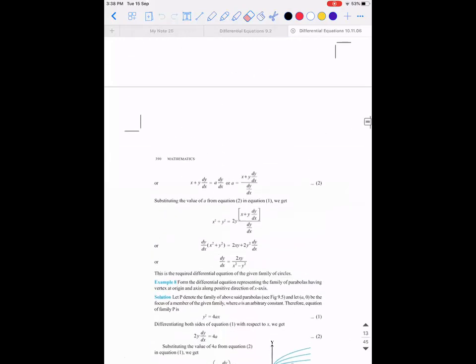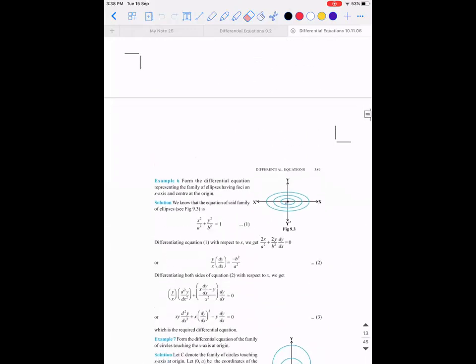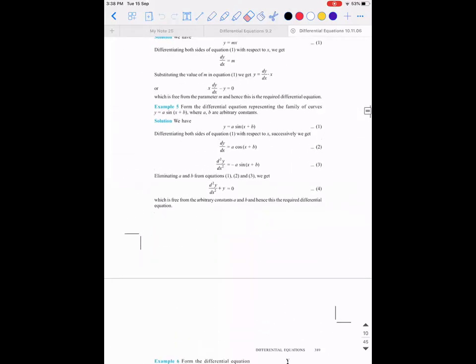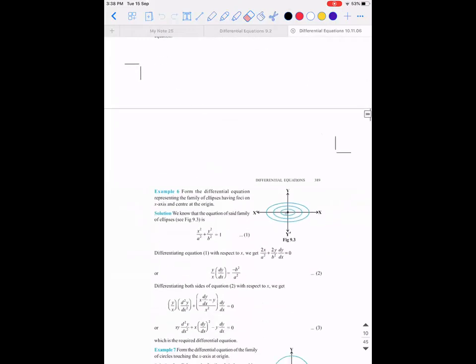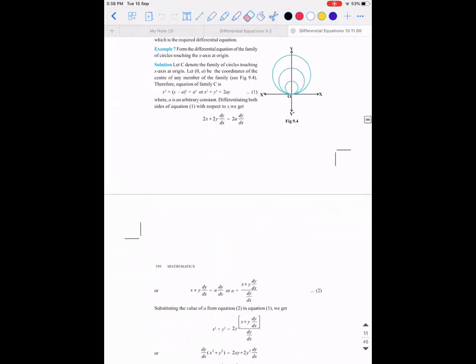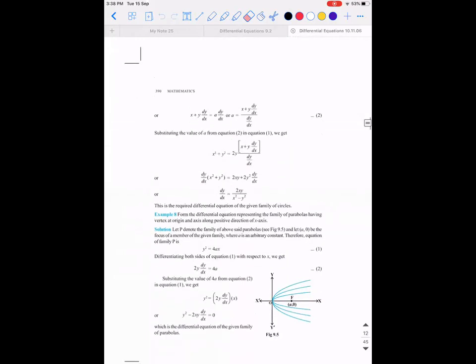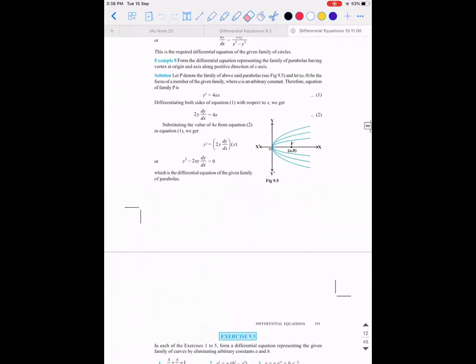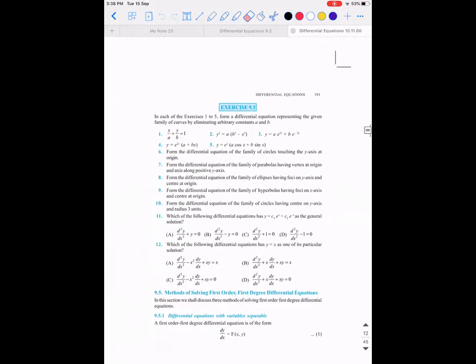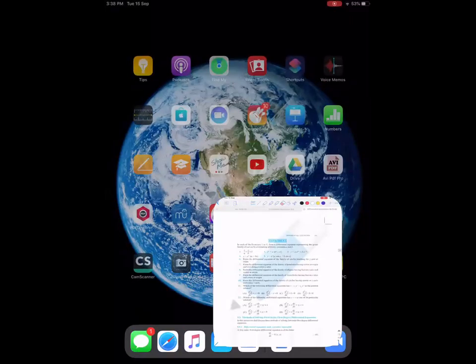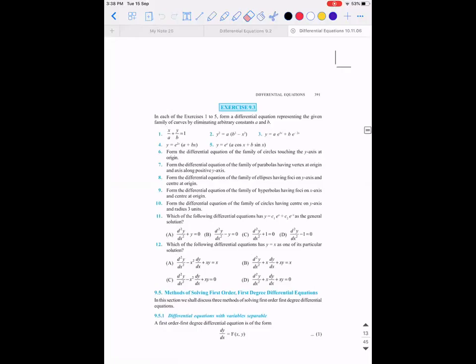So 9.2, we discussed verifying whether the given equation satisfies the differential equation, right? In 9.3, what we are supposed to do is form the differential equations. We need to form the differential equations for the given condition or given curve. That is all this exercise is about. Let me explain what it is.